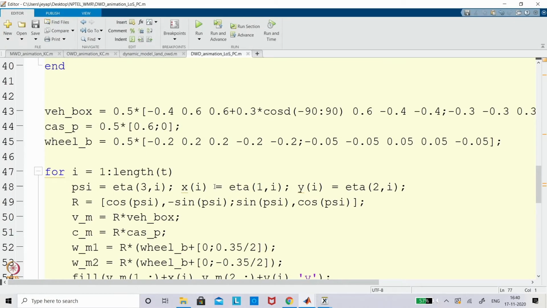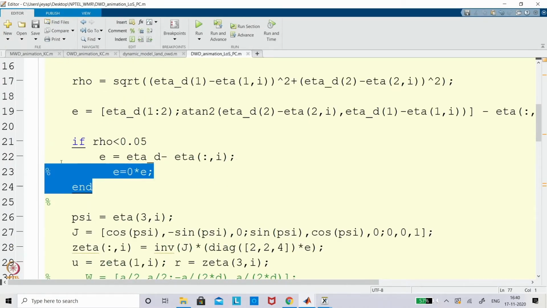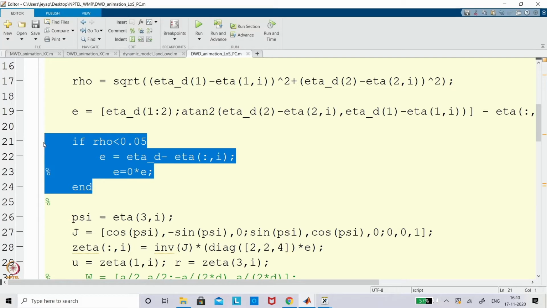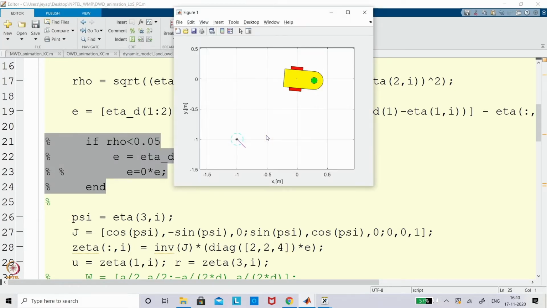So now if you don't want that, you can make it a comment. So I am just making that a comment. Now what you can see is that it would try to converge to that given point, without following the orientation. You can see the difference, right?